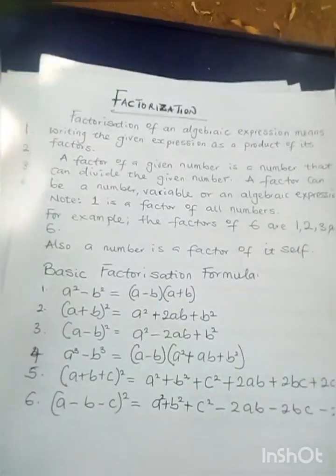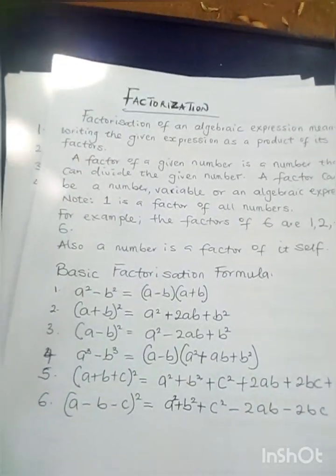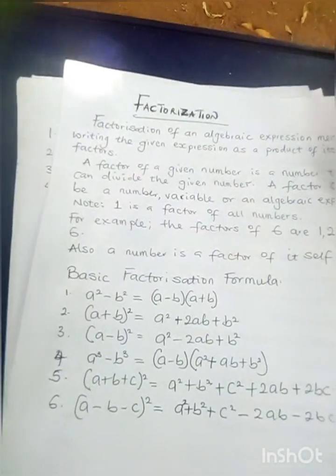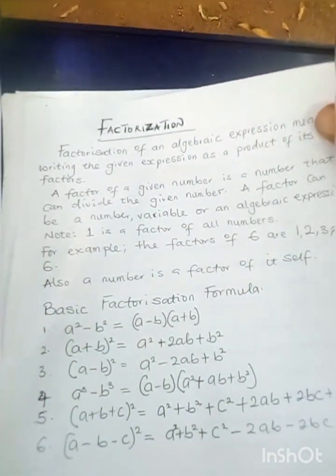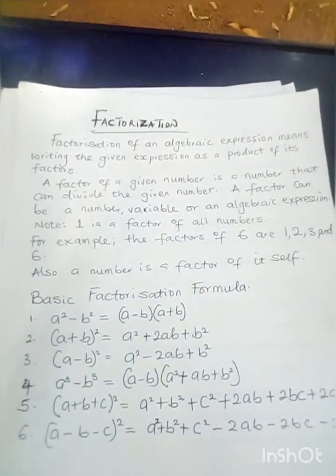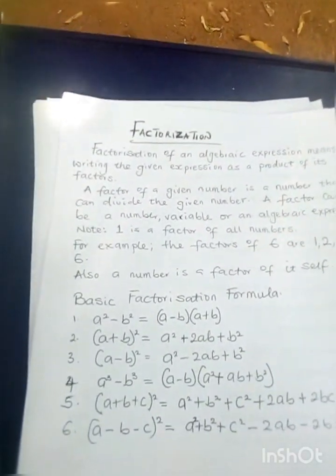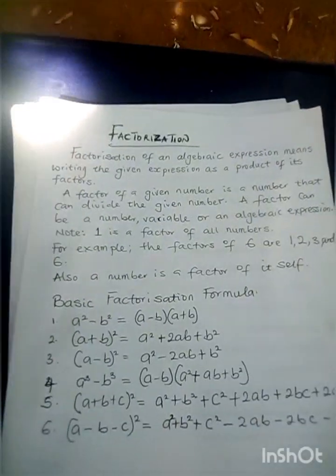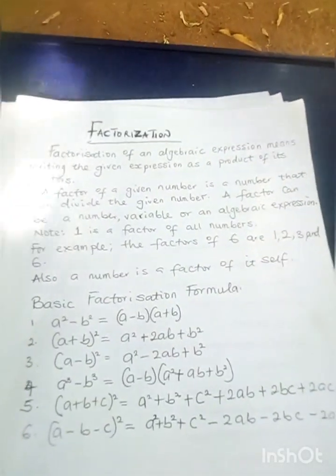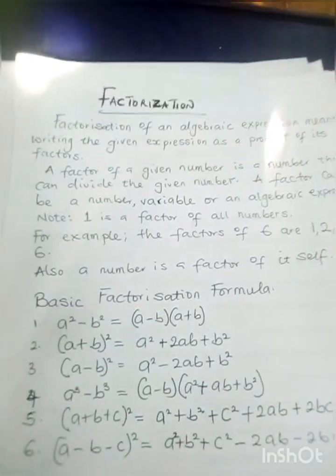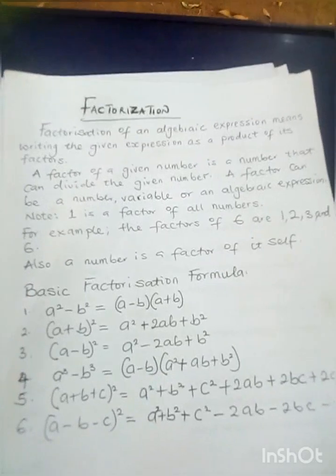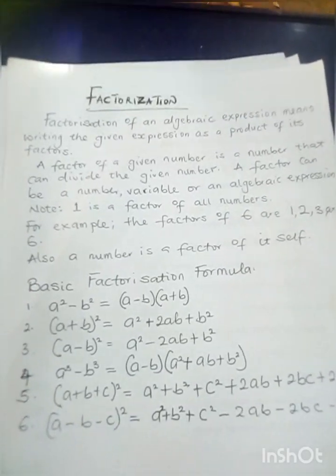Like 1 times 2 is 2, 1 times 3 is 3, 1 times 4 is 4. That means 1 can go into every number. It's a factor of all numbers. For example, what are the factors of 6? Which means those numbers that can divide 6. We have 1, 2, 3, and 6 itself. That is, the factors of 6 are 1, 2, 3, and 6.